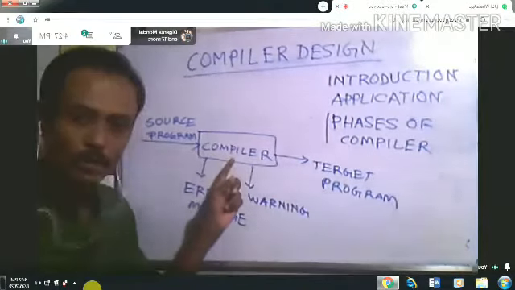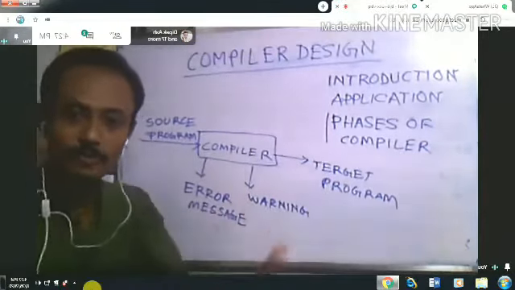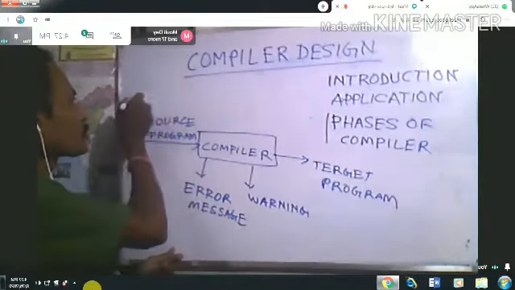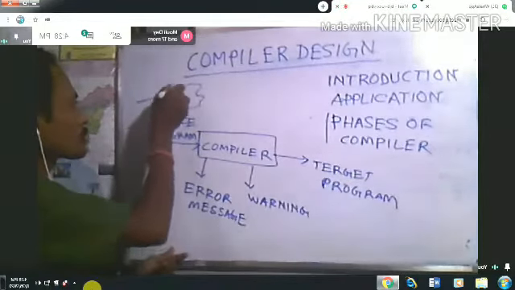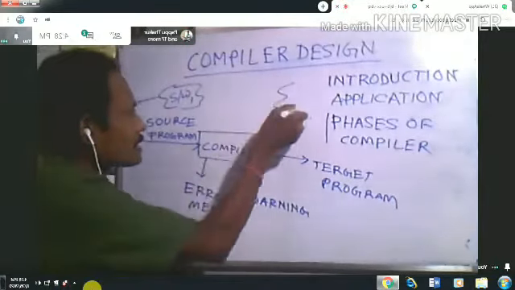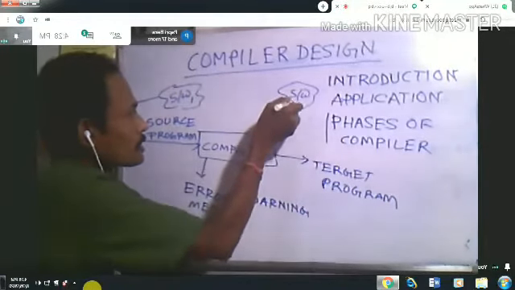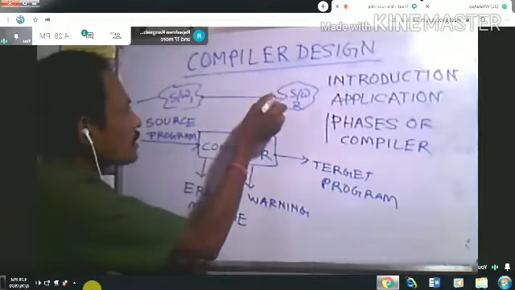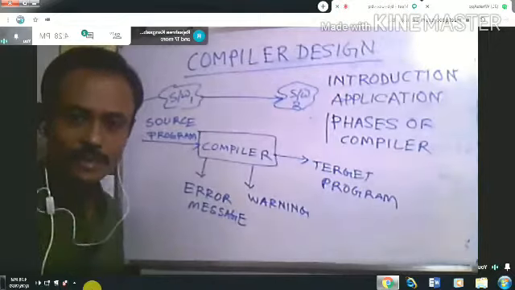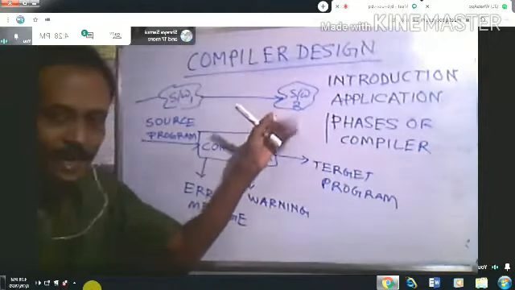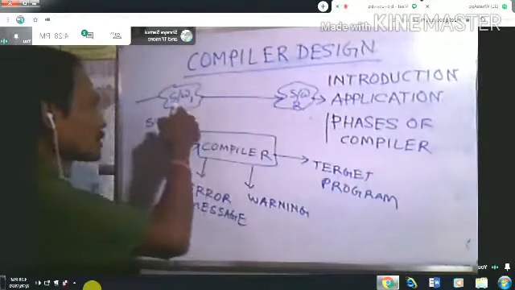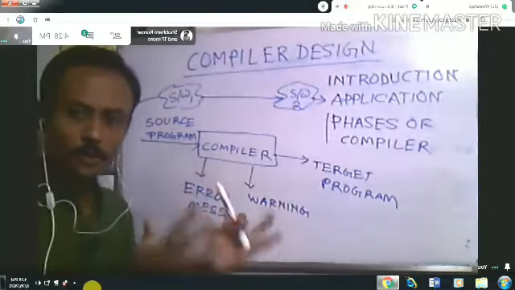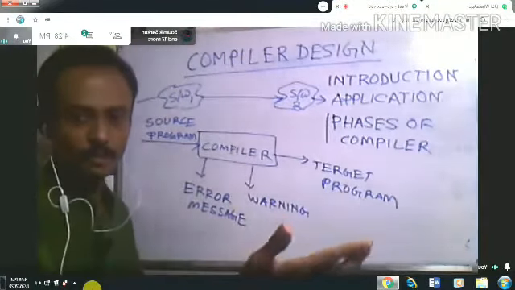the compiler can also take a software as input. Suppose there is software 1 and software 2. The output of software 1 will enter as the input of software 2. Suppose software 2 takes as input the output of software 1. Clear? That means one software produces some output, and that will be the input of another software.